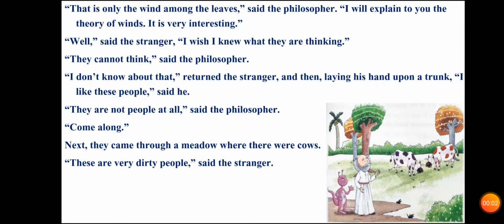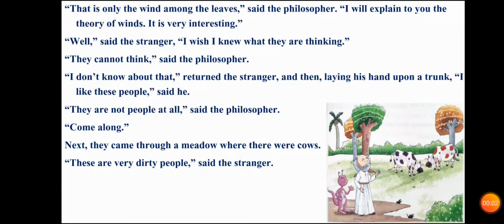"That is only the wind among the leaves," said the philosopher. "I will explain to you the theory of winds. It is very interesting." "Well," said the stranger, "I wish I knew what they are thinking." "They cannot think," said the philosopher. "I don't know about that," returned the stranger, and then, laying his hand upon a trunk, "I like these people," said he. "They are not people at all," said the philosopher. "Come along." Next, they came through a meadow where there were cows. "These are very dirty people," said the stranger.